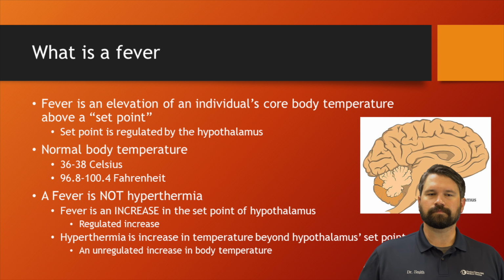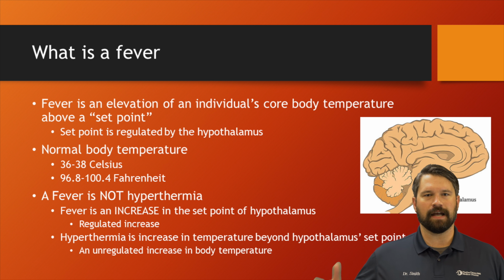Just this tiny little point controls your body temperature and many, many other functions. So what is a normal body temperature? In Celsius, it's 36 to 38, and in Fahrenheit, it's 96.8 to 100.4. So a key distinction to make is that a fever is not hyperthermia. They're very, very different processes.